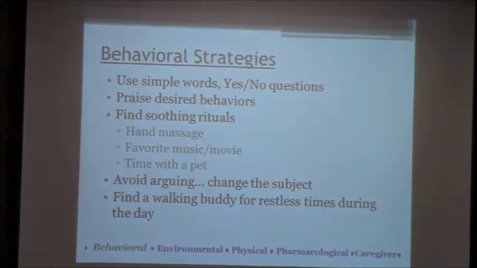Find a walking buddy for restless times during the day for the other person. You need a break, so you need people to engage them with what we sometimes see as frequent, repetitive behaviors, and engage them in physical activities, whether it's walking or watching something on TV, something that can help focus their anxiety and their behaviors.